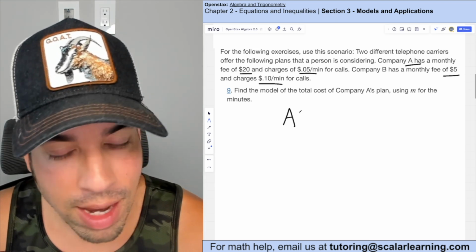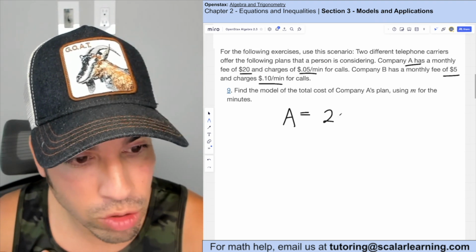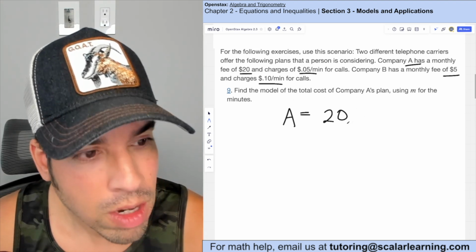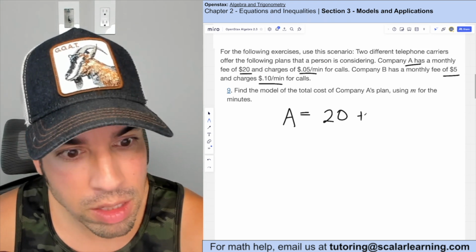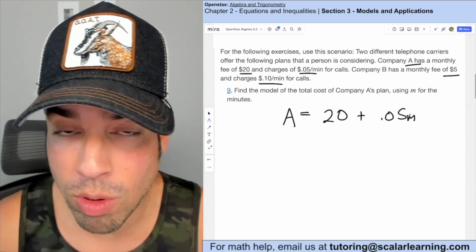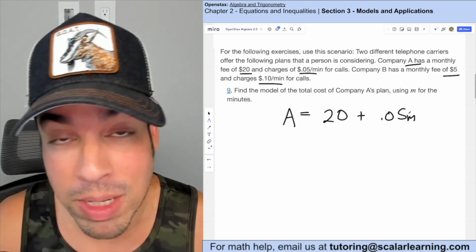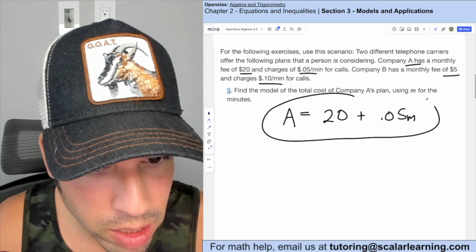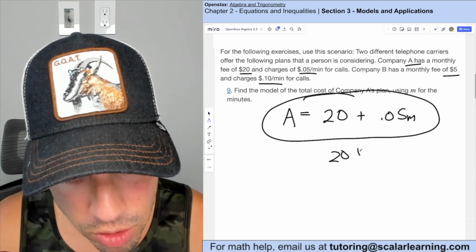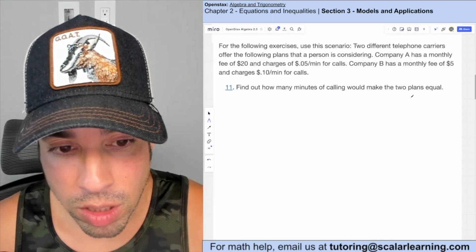So I can say that A's plan, or the cost of A, is that monthly fee of $20. So this is per month, right? Because we're trying to find the model of the total cost using m for the minutes. So we've got $20 per month plus 0.05, or 5 cents, per minute. That means every minute it's 5 cents. That's why I'm going to have it multiply m, right? For example, if it was 2 minutes, it'd be 10 cents. If it was 10 minutes, it'd be 50 cents, etc. So A equals 20 plus 0.05m, boom, done. And by the way, in the answer, they simply have an expression. They omit the A, so I kind of added that there, but this would be the expression that would represent the same thing. Find out how many minutes of calling would make the two plans equal.